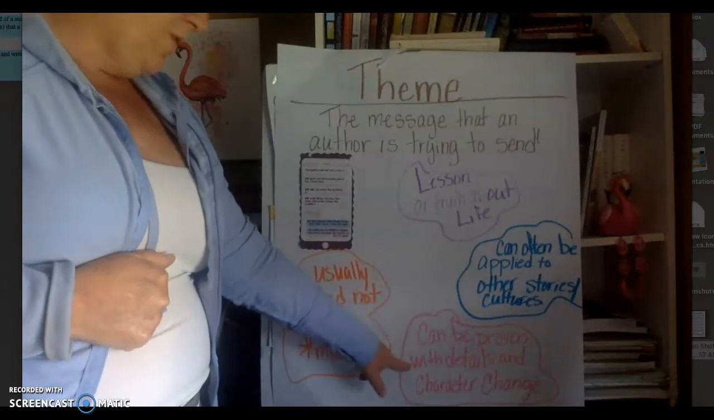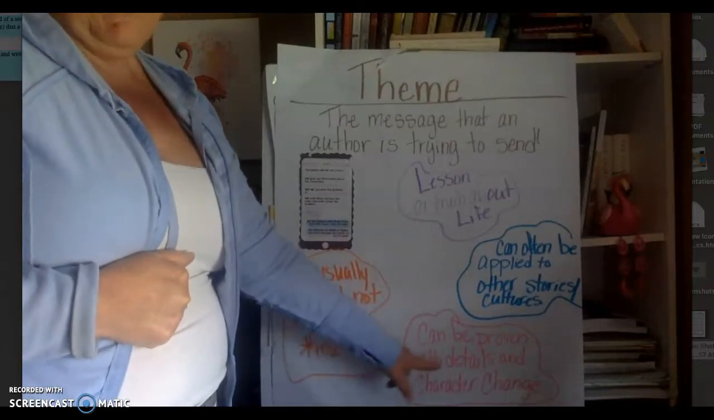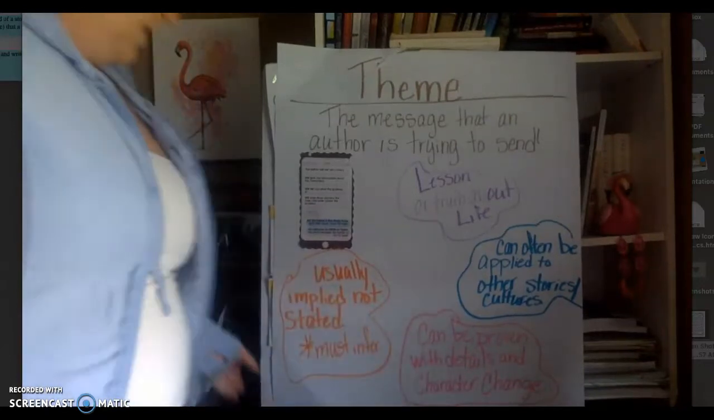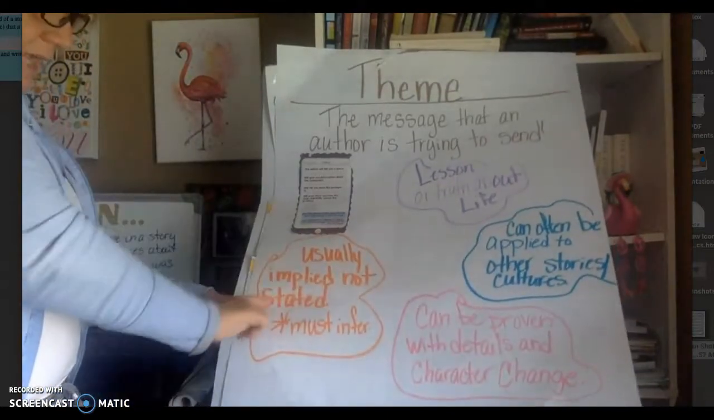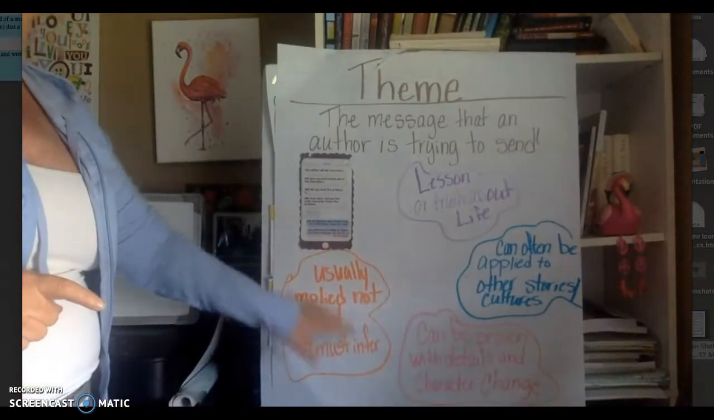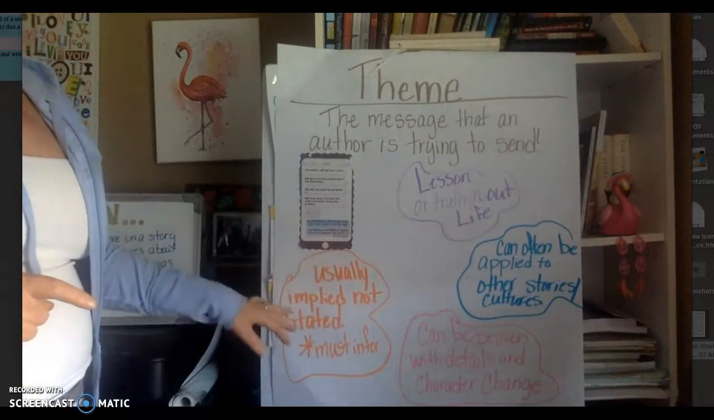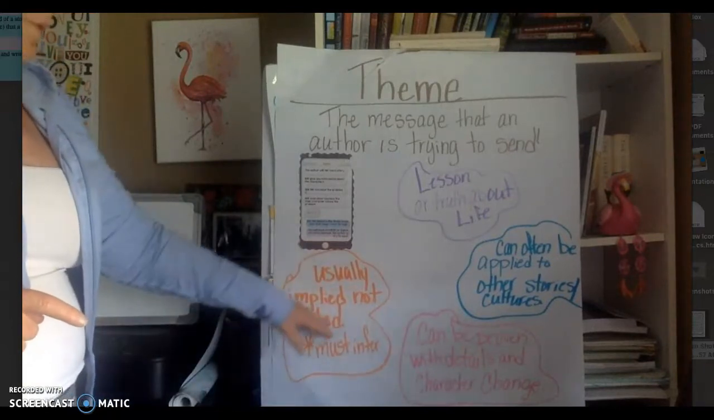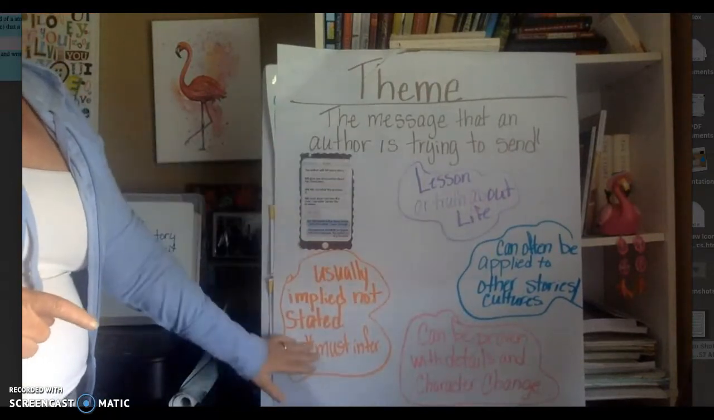It can be proven with details and character change. You can prove it. Usually implied, not stated, so we must infer. It doesn't come right out and tell us what the theme of the story is. We have to use all of our information and infer.